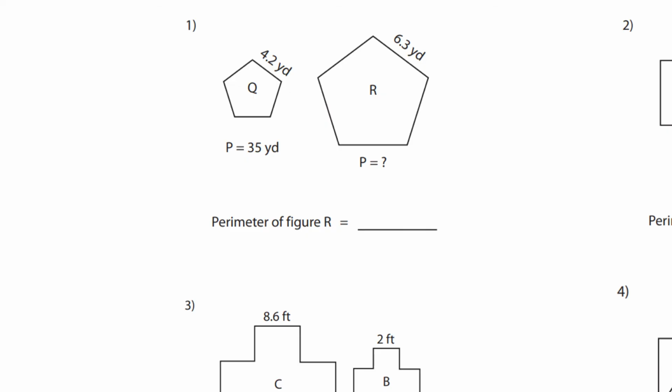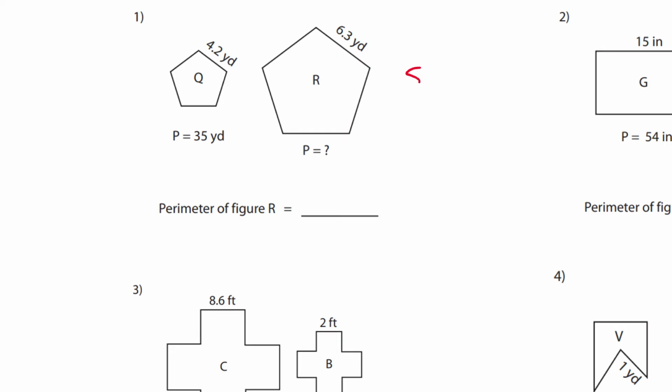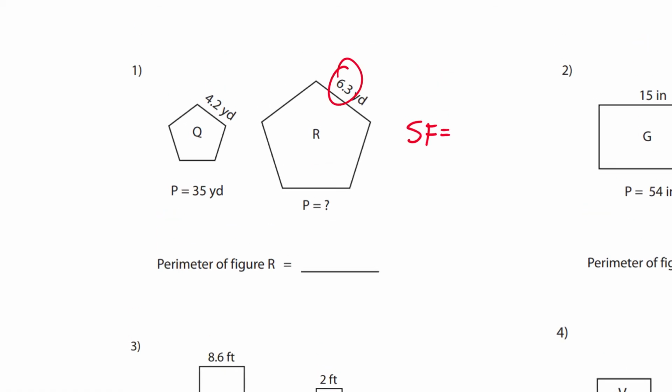So on this one, the first thing I need is I want to know the scale factor. So 4.2 times what gives you 6.3? Okay, and the way I'm going to do that is I'm going to just put new over old. All right, so the scale factor is 6.3 over 4.2. So that is the scale factor.